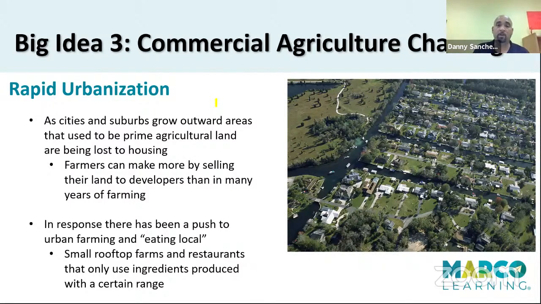Another response has been to try to eat local and create a situation where you're not transporting goods as far. Urban farming has been part of this as well: small rooftop farms or restaurants that only use locally sourced ingredients.